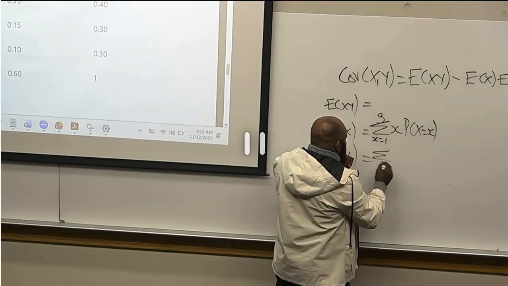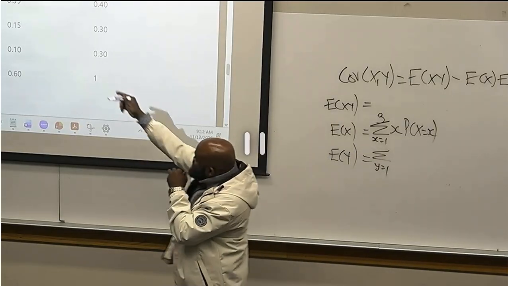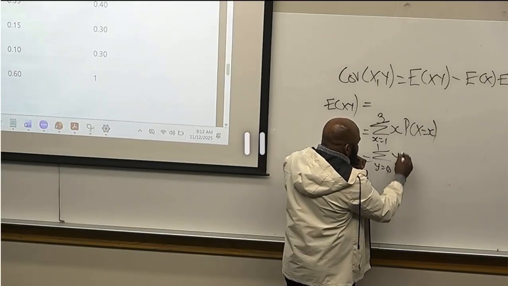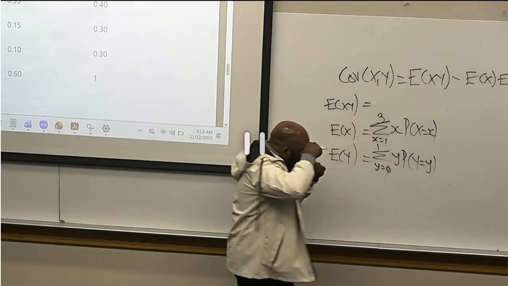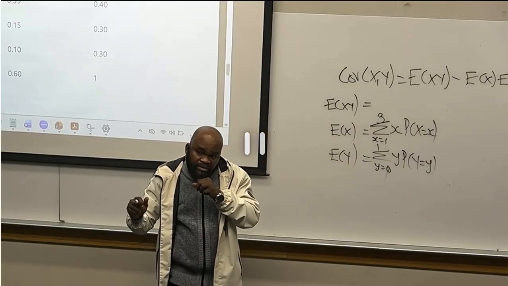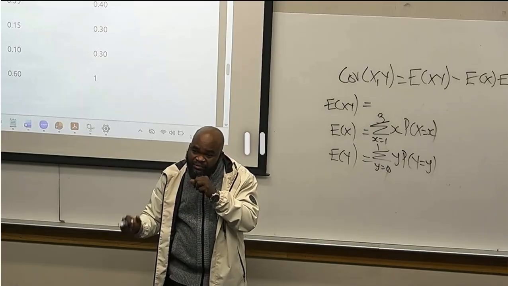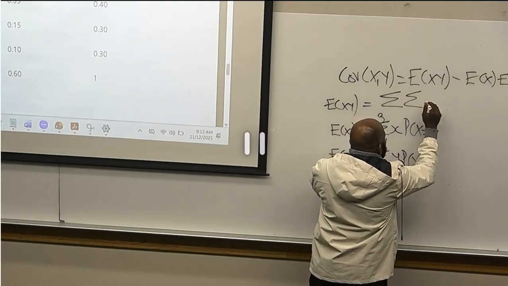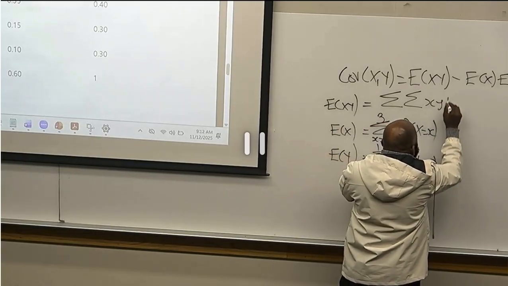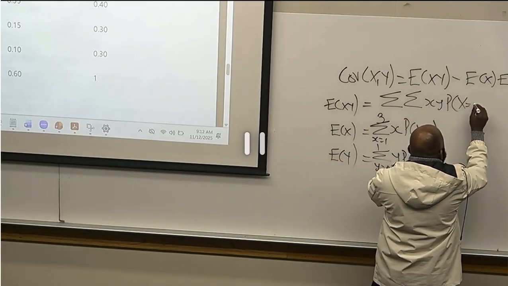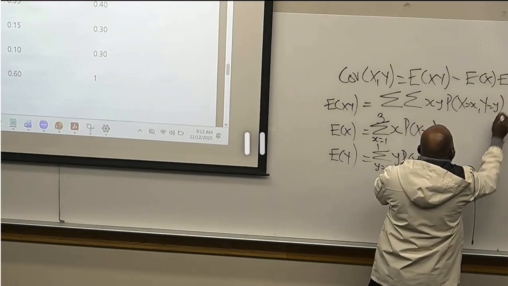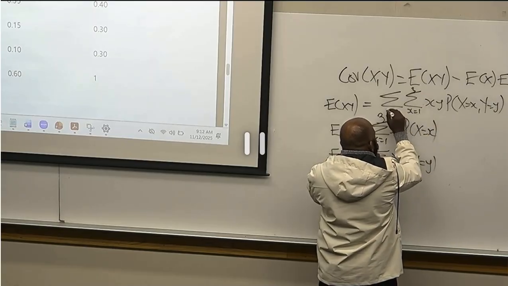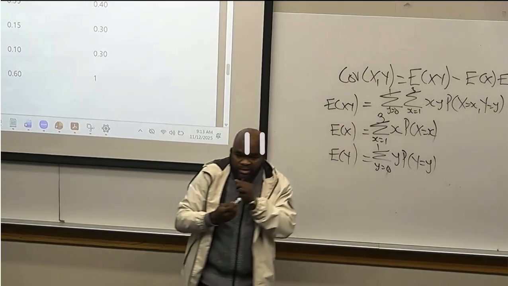If I want to get this, Y starts from 1 to what? From 0 to 1. Y starts from 0 to 1. Do you see the formula? You have to state the formula to get full credit. Here's the summation of x y times the probability of X equal to that, Y equal to that, where X starts from 1 to 3, Y starts from 0 to 1.